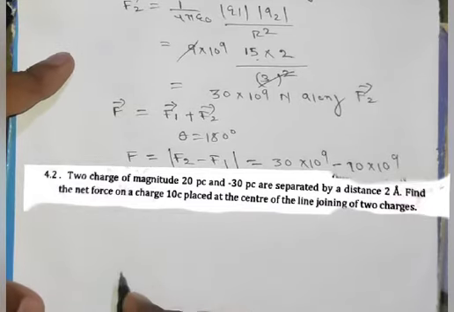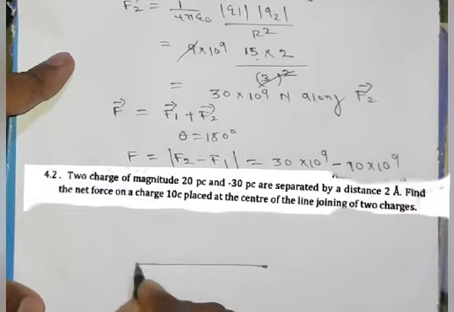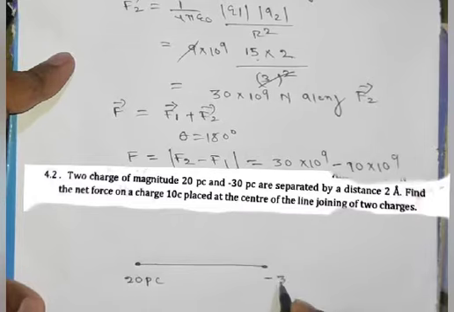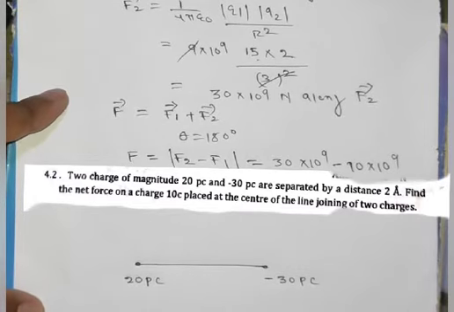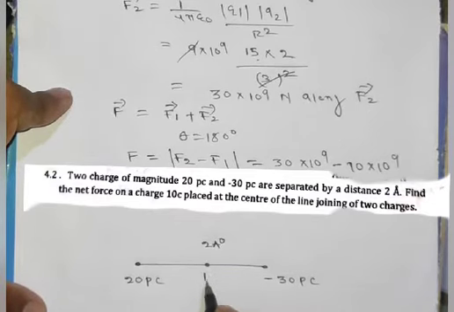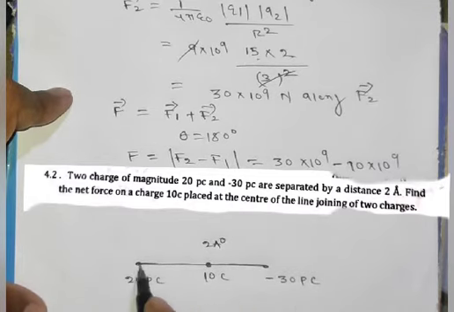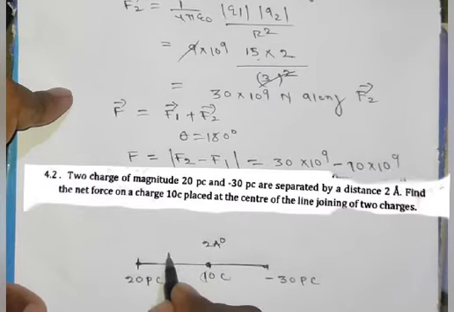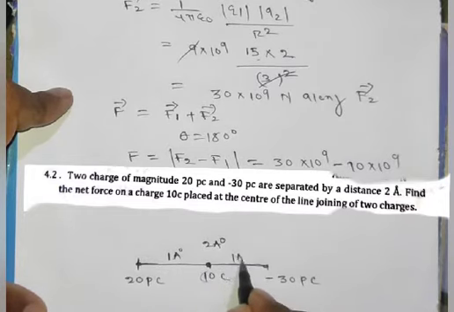So it is given there are two charges, one is 20 picocoulomb and another is minus 30 picocoulomb, which are separated by a distance of 2 angstrom. Now another charge of 10 coulomb is placed at the center of the line joining these two charges. The total length of this line is 2 angstrom, so as this charge is placed at the center, this will be half of the 2 angstrom, that is 1 angstrom, and this length will also be 1 angstrom.